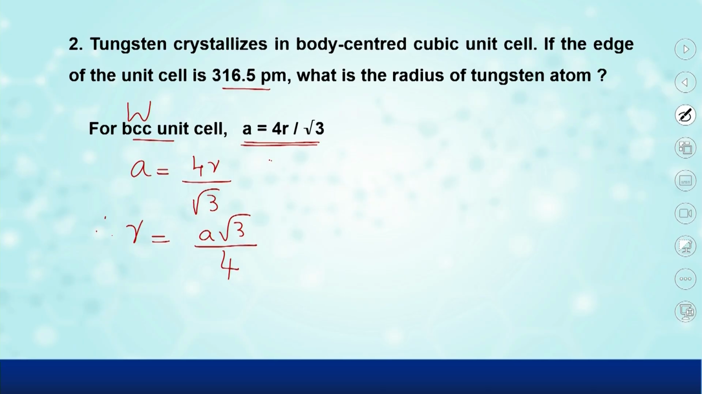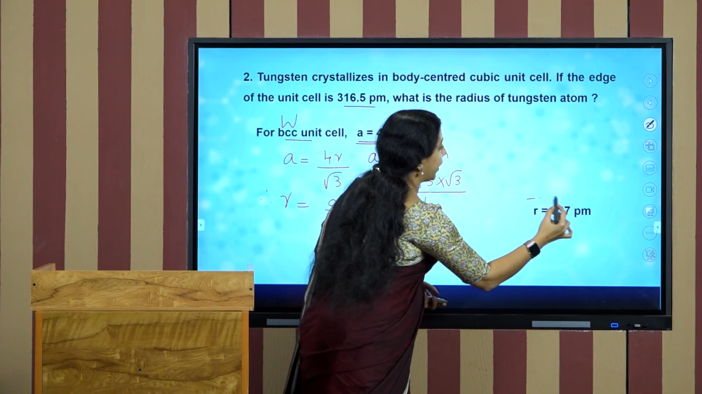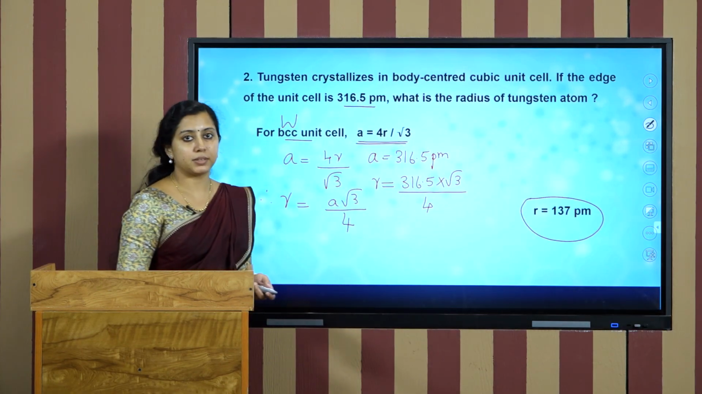The edge length is given, a is equal to 316.5 picometers. So, we can find out r is equal to 316.5 into root 3 divided by 4. So, that will give you the value of r as 137 picometers.